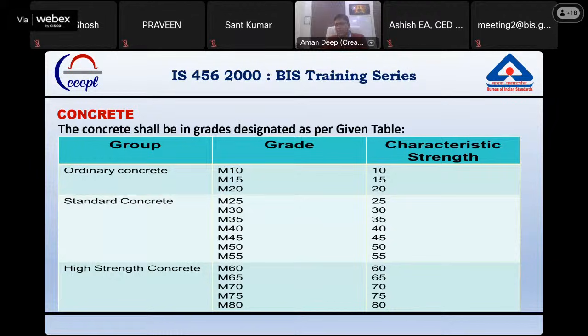It is the characteristic strength that we have to consider, and we are asking that 95% of samples should have equal or more strength. Only 5% of samples can have slightly lesser strength. So this is the special criterion. We will be discussing the acceptance criteria also.